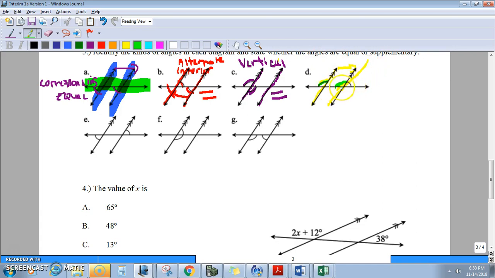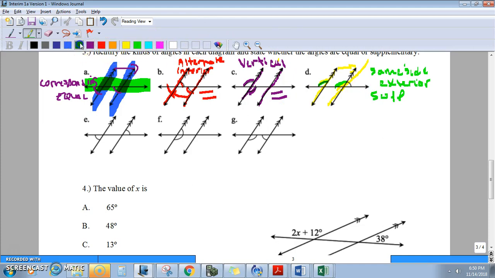These two angles are on the same side of the transversal, so they are same side, and they're on the outside, so they're same side exterior. So they're supplementary. They add up to be 180.